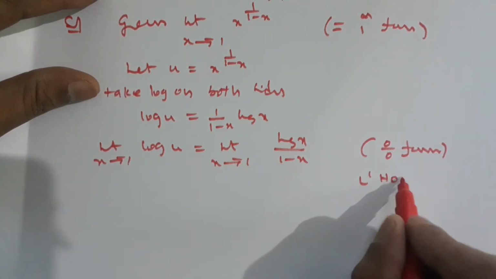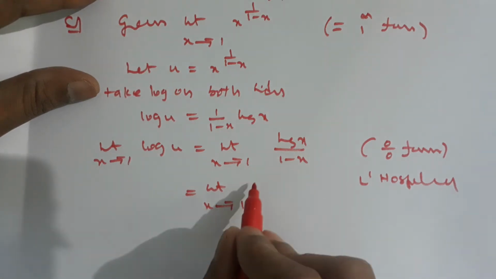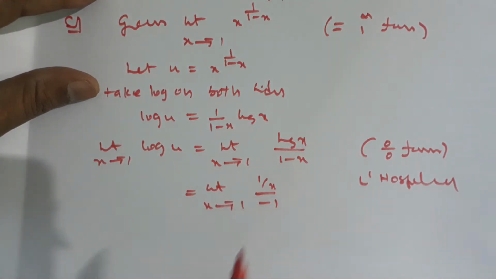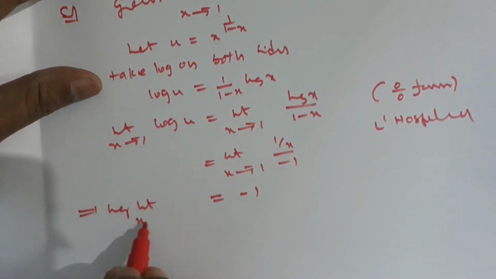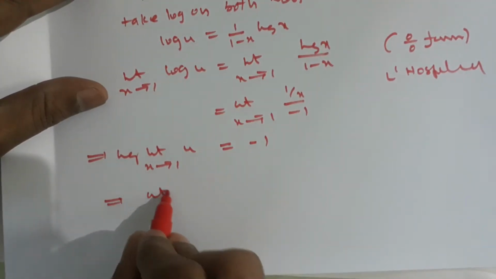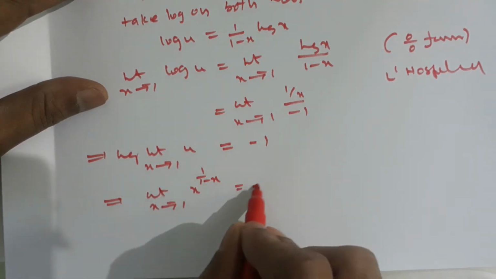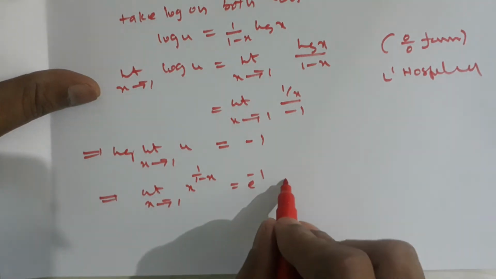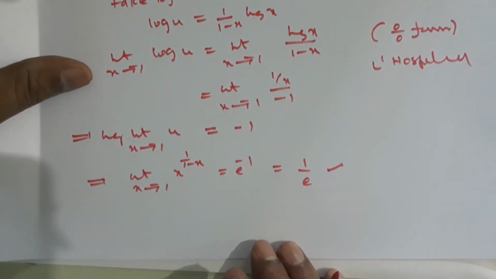Apply L'Hospital. This is equal to limit x tends to 1, 1 by x divided by minus 1. Put x is equal to 1, the value will be minus 1. The left side is log of limit x tends to 1 u. This implies limit x tends to 1 of u, x to the power of 1 by 1 minus x, is equal to e power minus 1, which is 1 by e. So the limit of that function is 1 by e.